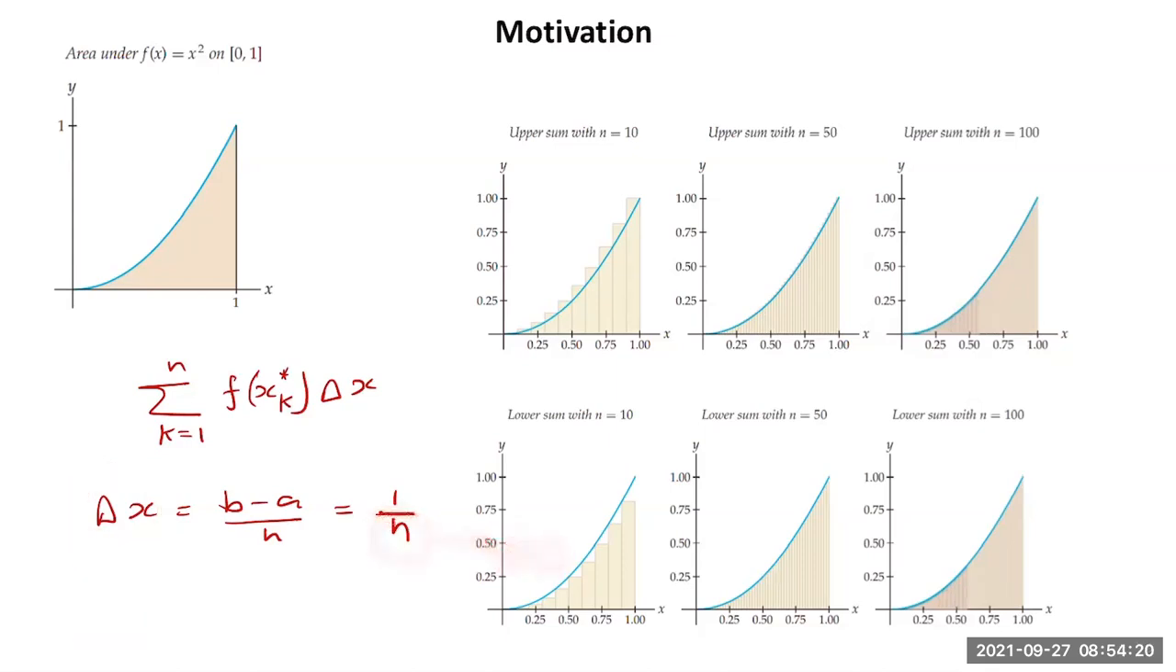If I want to send my delta x to 0, I'm going to have to send n to infinity. As n approaches infinity, this quantity approaches 0, right? That's exactly what I want. I want to make my delta x as small as possible. For that, I want to take the limit as n goes to infinity. Okay, that way we will get 1 over n tends to 0. That's the idea. That's the motivation.